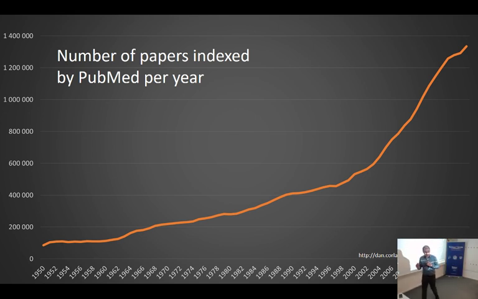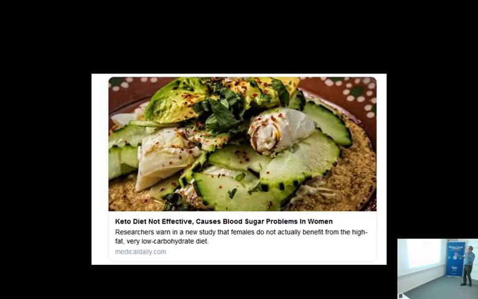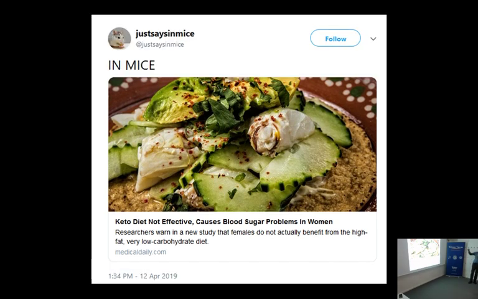Now, many of these papers don't have anything to do with human medicine. There are a lot in there, for example, about mice. Sometimes this gets confusing, especially for journalists writing for magazines and newspapers. You might find an article that says this diet is not effective, it causes blood sugar problems in women. What they don't point out is the experiments were done on mice. So actually that should be causes blood sugar problems in female mice. This doesn't make the same impact. But anyway, there's a Twitter account that always tweets articles like that in mice.